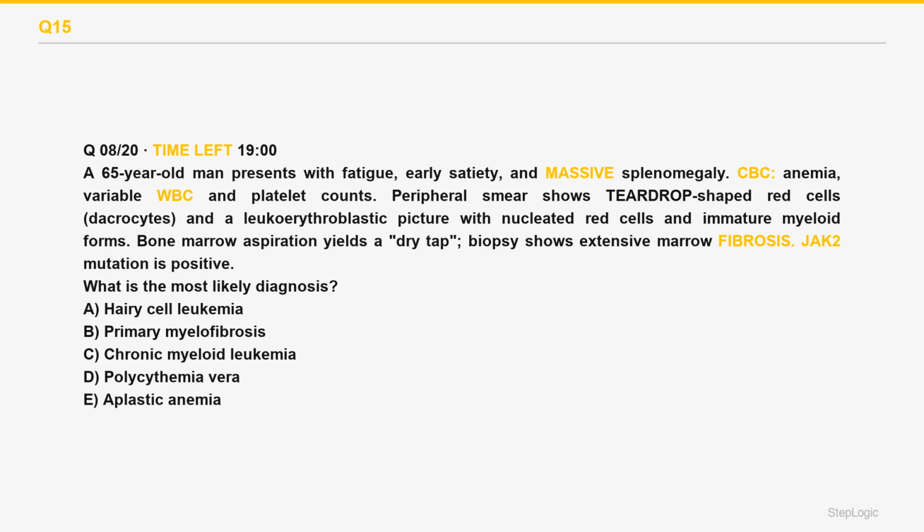Bone marrow aspiration yields a dry tap. Biopsy shows extensive marrow fibrosis. JAK2 mutation is positive.